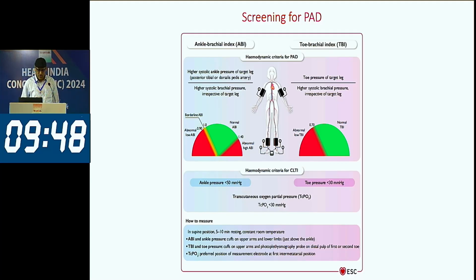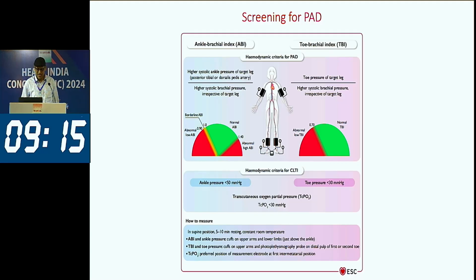The values of ankle brachial index: less than 0.9 is considered abnormally low and is diagnostic of peripheral arterial disease. More than 1.4 is also abnormal, and this is usually found in old-aged individuals who have a calcific or sclerotic artery, where you could find an abnormally high ankle brachial index. 1 to 1.4 is considered normal. And for somebody who has a more than 1.4 ankle brachial index, you could go for the toe brachial index.